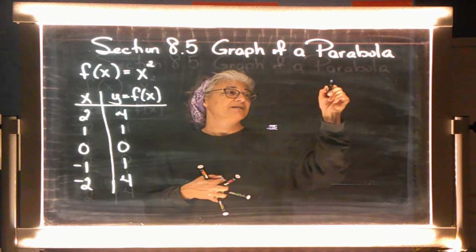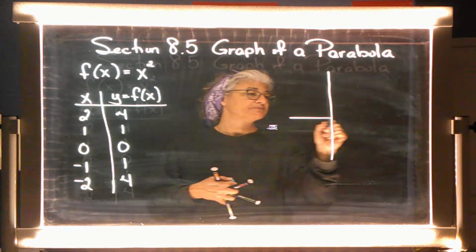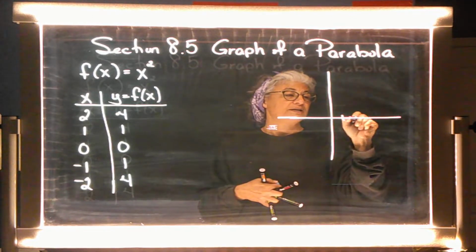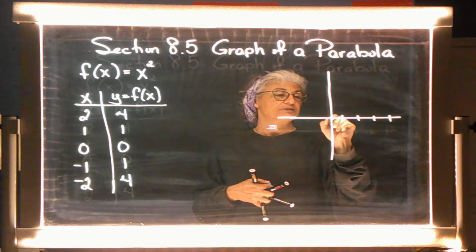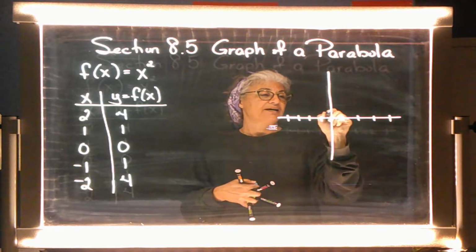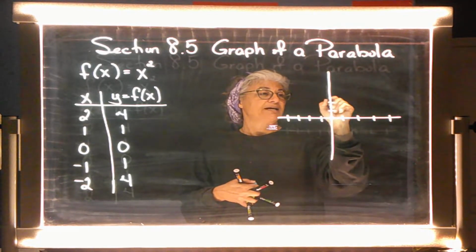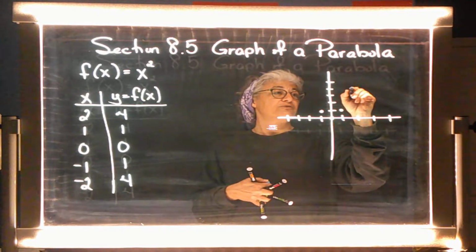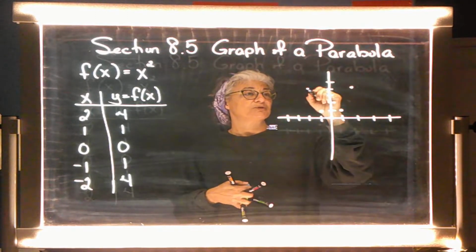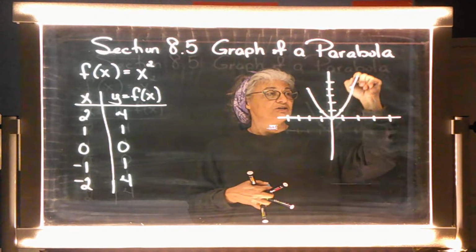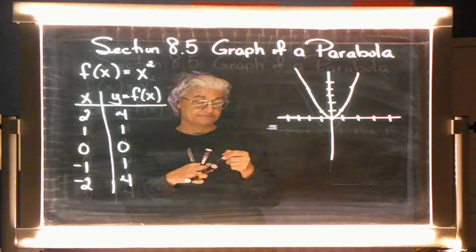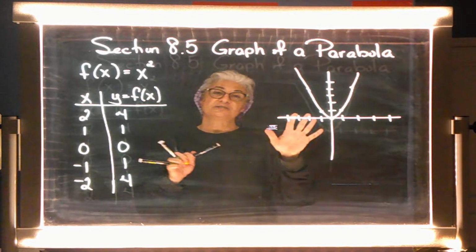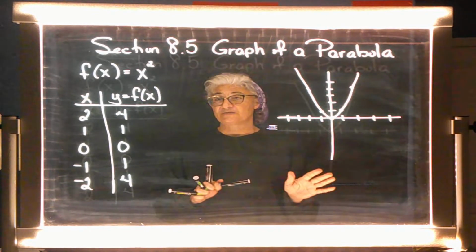Now, here's the deal. When we graph this, and I'm going to put our graph over here, we have these 5 points. We have 0, 0, clearly. We have 1, 1, and we also have negative 1, 1. We have 2, 4, and negative 2, 4. And when we connect our dots, we get this wonderful looking parabola. Shape of a U. We call it a parabola.